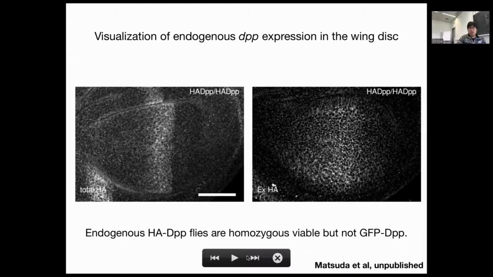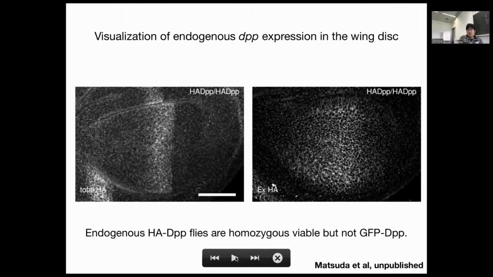Okay, but this is not the original purpose of the project. Of course, we wanted to manipulate the DPP morphogen gradient, the endogenous gradient, using morphotrap. So for that, of course, we wanted to generate GFP-tagged DPP at the endogenous locus. Of course, we tried. Actually, I first tried GFP insertion first, but it didn't work. I mean, it worked, but such GFP-tagged DPP flies are not homozygous viable. So obviously, GFP is not good for tagging DPP.